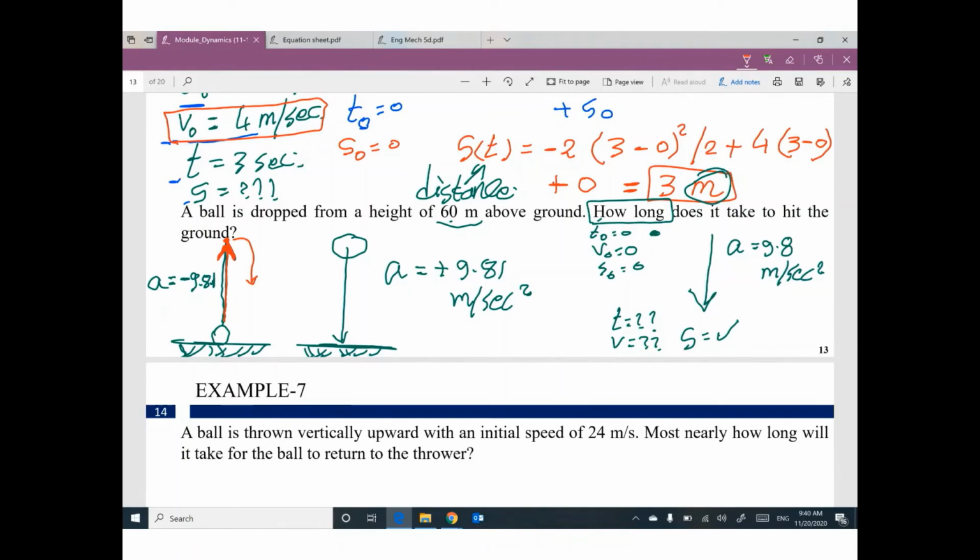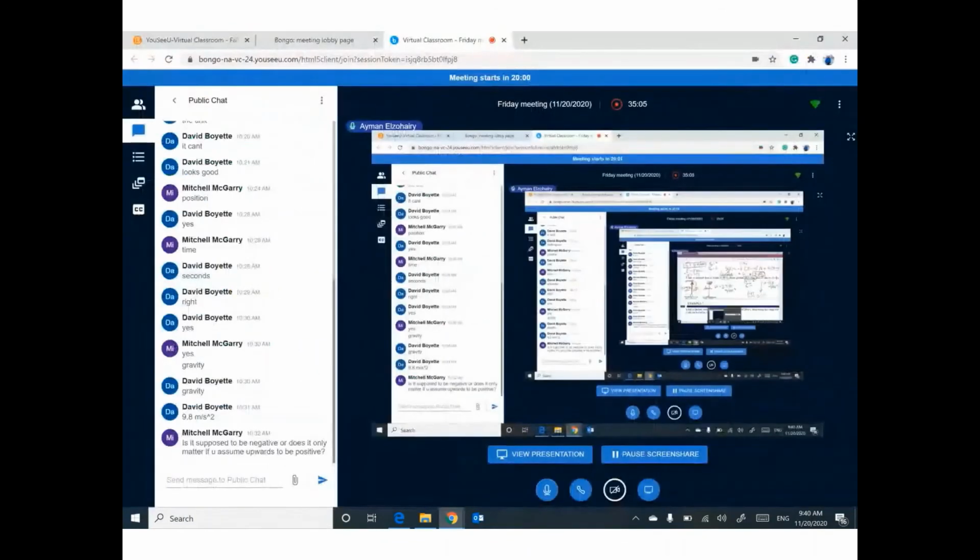the rate of change of velocity. So it will be negative. So if the ball is falling down, your acceleration is positive. If the ball is not falling down but kicked up, your acceleration will be in a negative value. Good question, Mitchell. Thank you. Any other question?